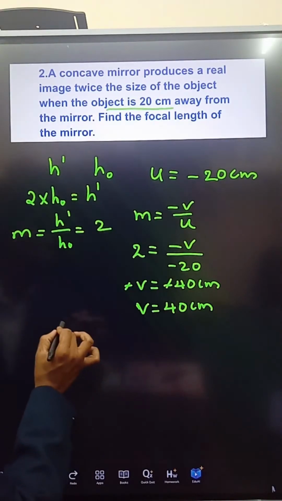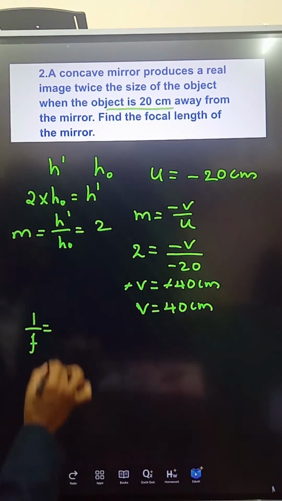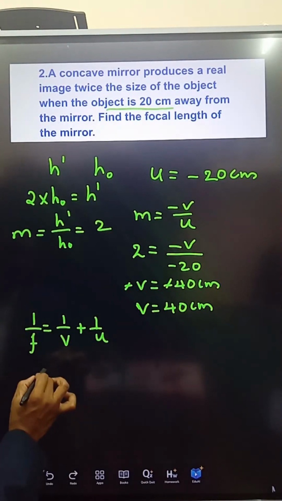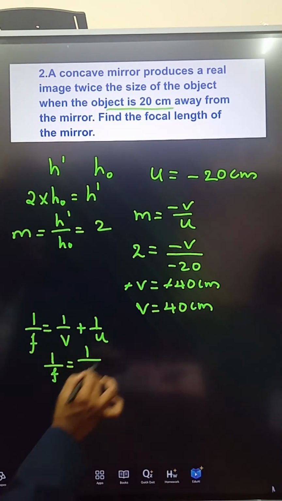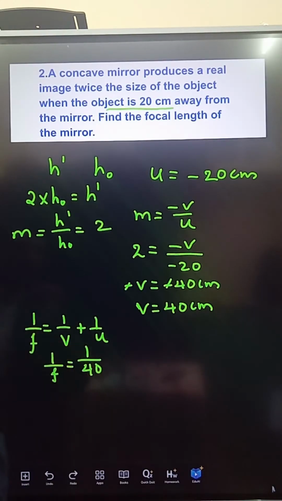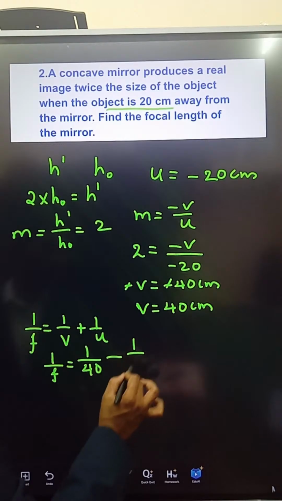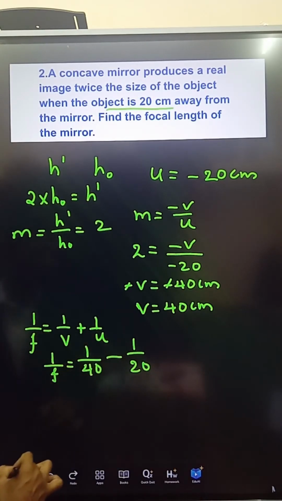Focal length, how to find out? That is 1 by f. See, 1 by f is equal to 1 by v plus 1 by u, right? 1 by f will keep as it is. 1 by v, v is what? 40 centimeter we have got, and this is minus 1 by 20 will make, because negative sign here it comes, that I am taking here to the upper side.